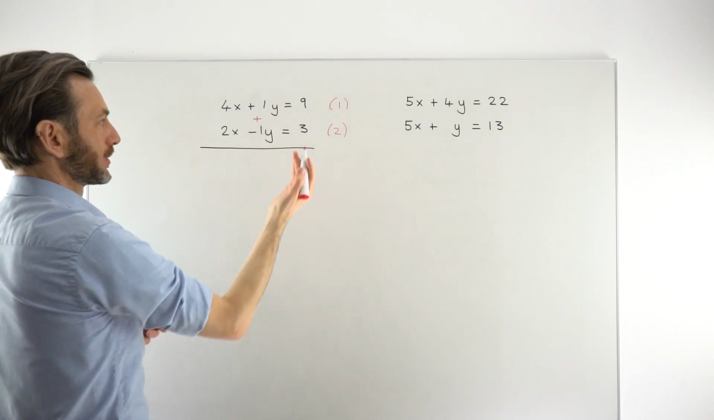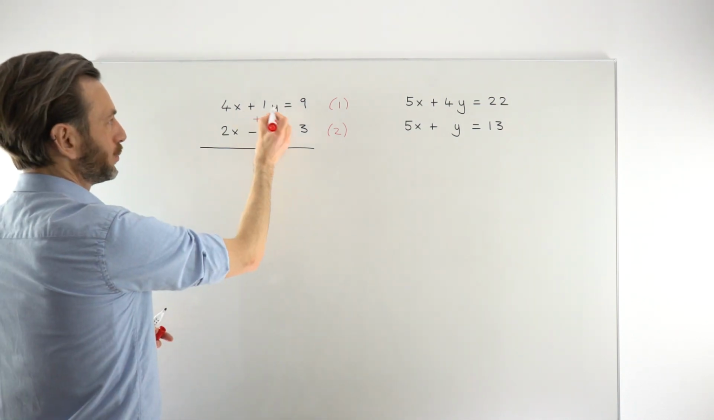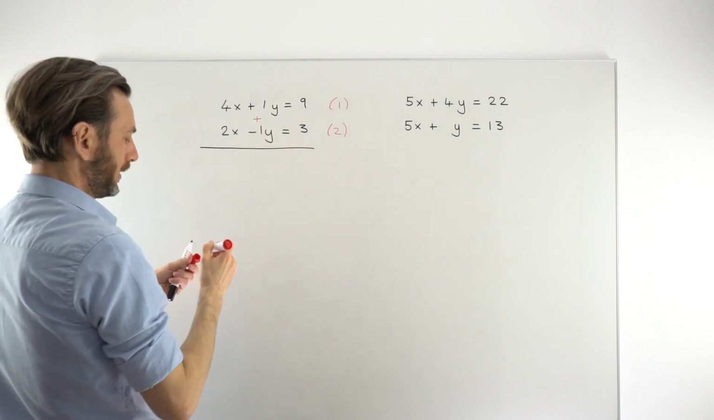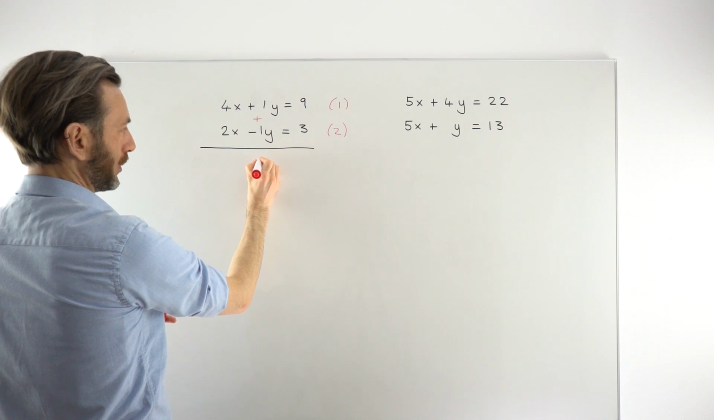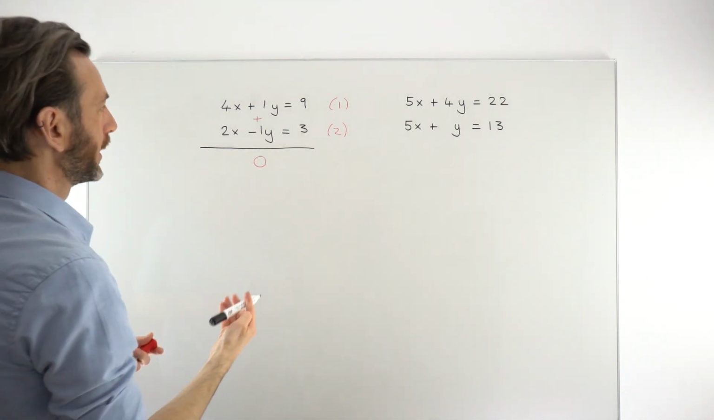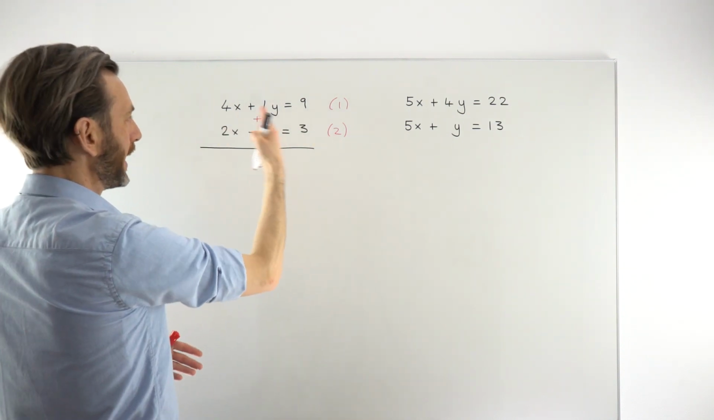Do I add them or do I subtract them? That's the only two options, add or subtract. So plus 1y plus minus 1y would give you 0. I'll write the 0 in here just for illustration, but generally we're not going to write the 0 in there. We also then add the other items in our rows, so we add everything.